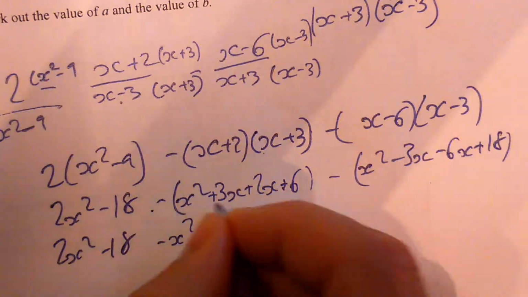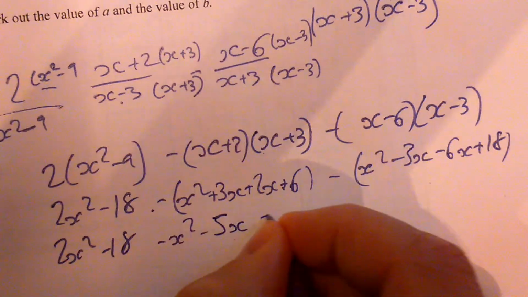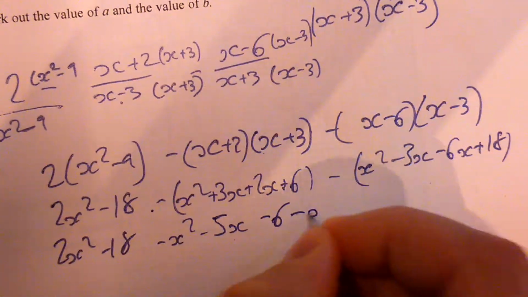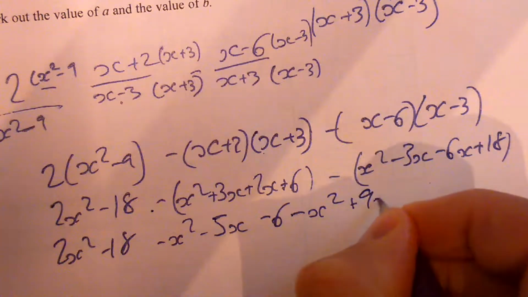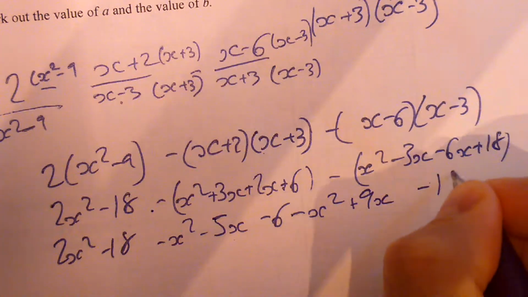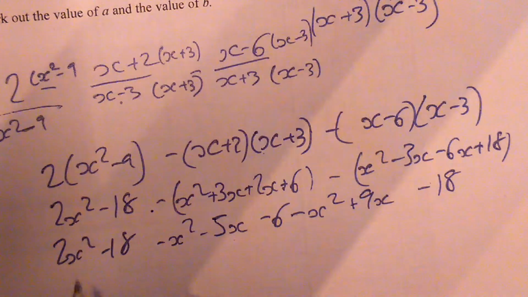3 plus 2 is 5. I remember I'm doing a minus, so it becomes minus 5x and minus 6. Deal with a minus here: minus x squared. Negative 3 minus 6 is minus 9, so it actually becomes positive 9x. That becomes negative 18. Now we put our terms together.